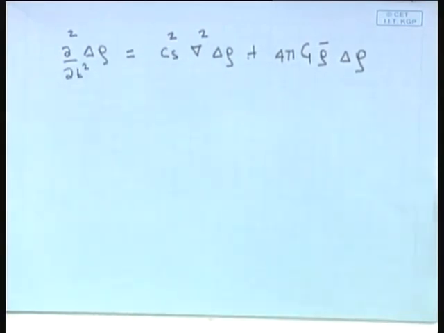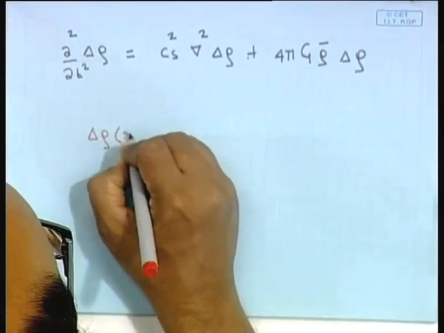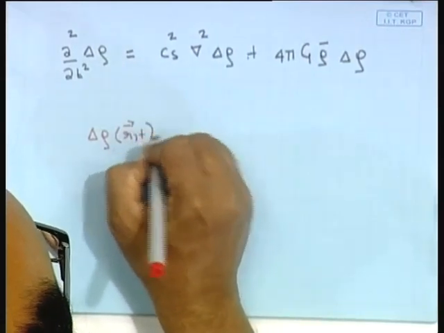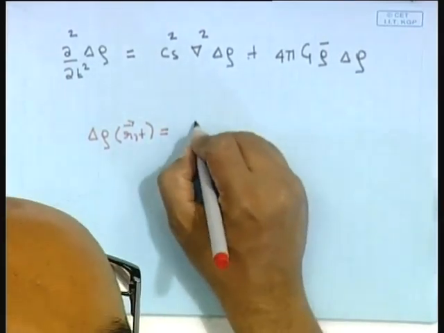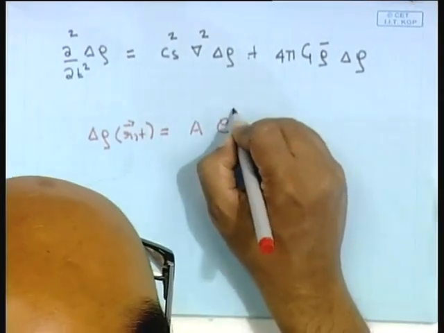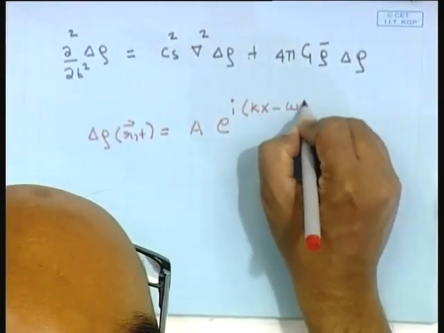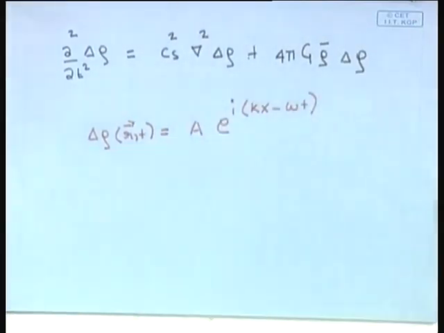The way we proceed to solve this equation is that we take a trial solution, a plane wave trial solution, delta rho as a function of R and T. Let me take a plane wave trial solution, which is A e to the power, we will take, for simplicity, a wave only along the x axis, so i(kx minus omega t). We could have written it as k dot r, but for simplicity I have just taken it like this. So we take a trial solution that looks like this. This is a plane wave solution. All of us are familiar with this.